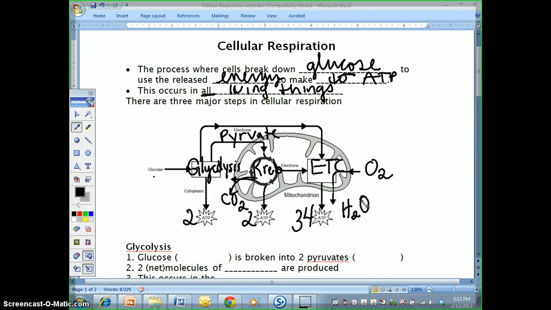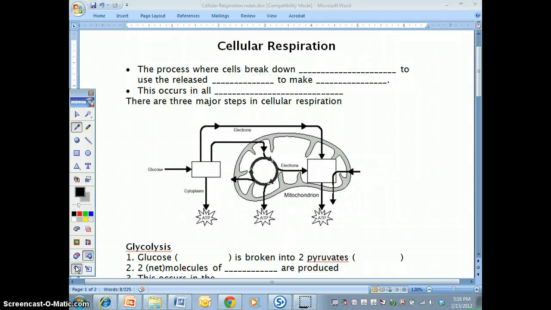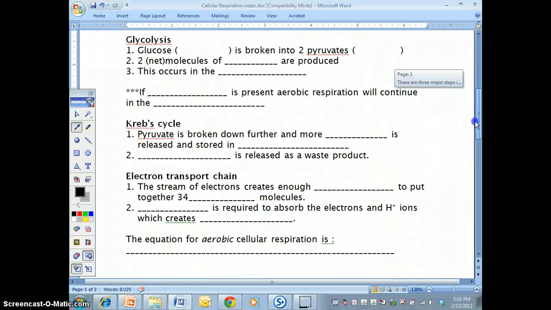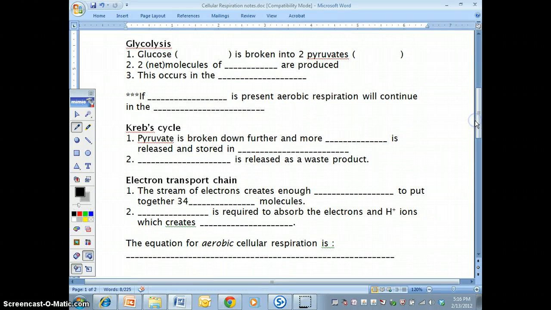Okay. So let's just fill that in now in words as opposed to in pictures. Glycolysis literally means glyco, meaning glucose, and lysis, meaning to break apart. It means the breaking apart of glucose.